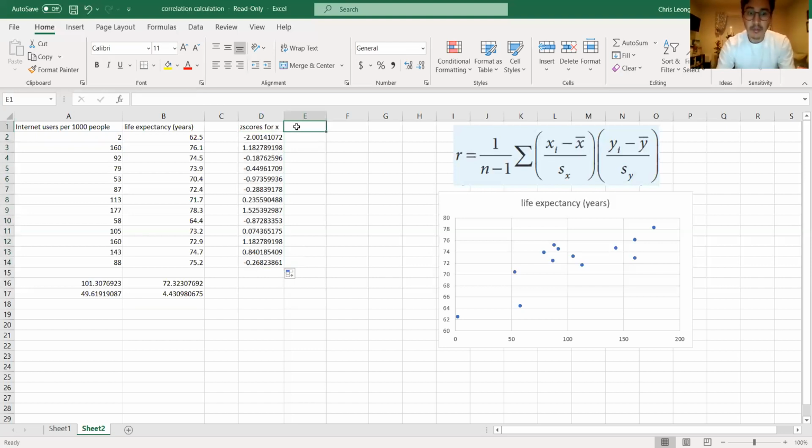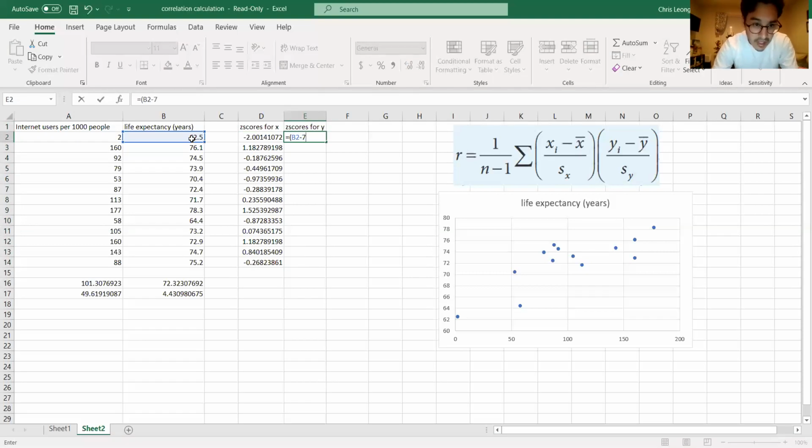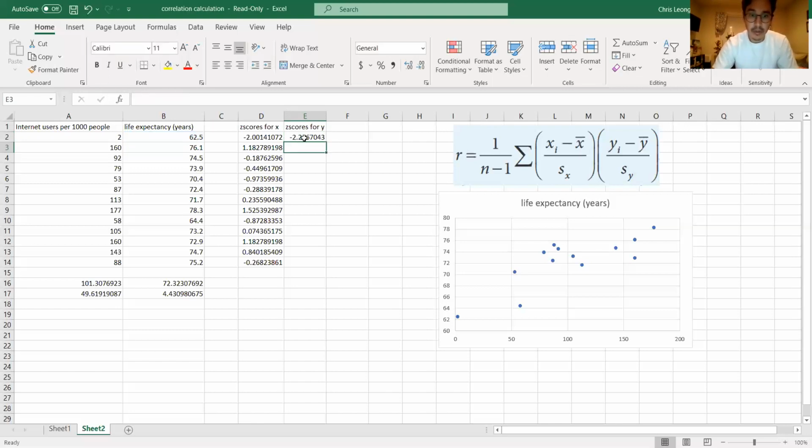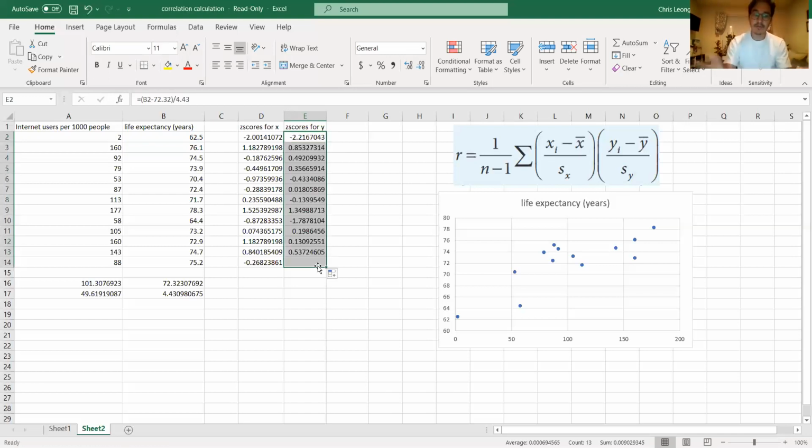And then in the next column, we'll calculate the z-scores for the y values. First y value, subtract the mean, so let's just round it to 72.32. Divide by the standard deviation, we'll just call that 4.43. And then we will apply that same procedure to the rest of the y values.